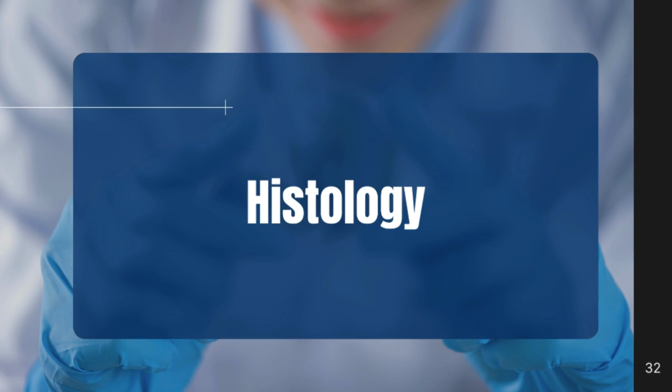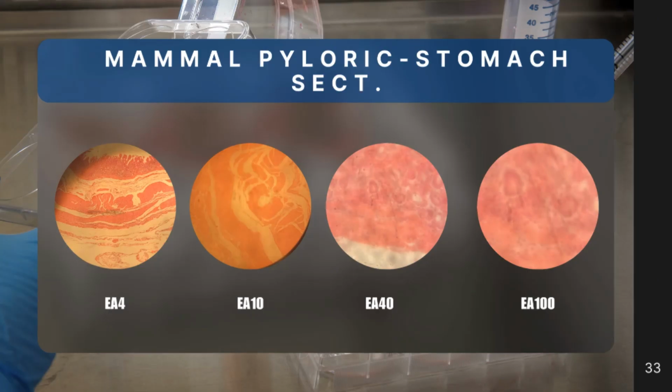Next, we have histology. Histology is the microscopic study of tissues and organs through sectioning, staining, and examining those sections under a microscope. Often called microscopic anatomy and histochemistry, histology allows for visualization of tissue structure and characteristic changes the tissue may have undergone. First, in the histology, we have the mammal pyloric stomach section.